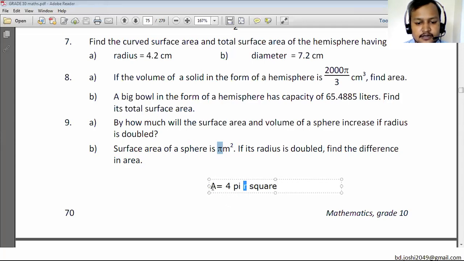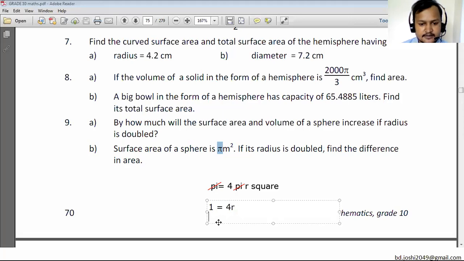R को value आउँछ यहाँबाट. A को ठाउँमा कति राख्नु पर्यो? Pi. There will be pi only in place of A. Pi meter square is given. So pi from both sides cancelled. दुईटै साइडबाट यो पाई र पाई क्यान्सल भइहाल्छ. Remaining value is 1 is equal to 4r, then what will be the value of r? 1 by 4. It is equal to 0.25. This is the value of radius.